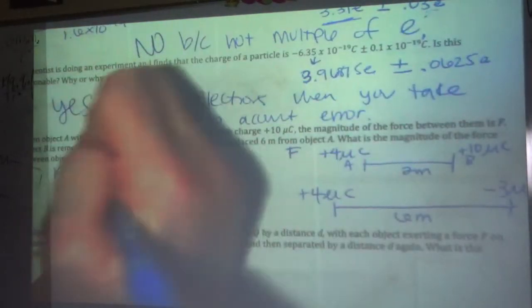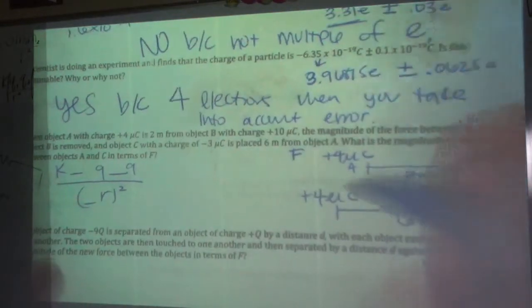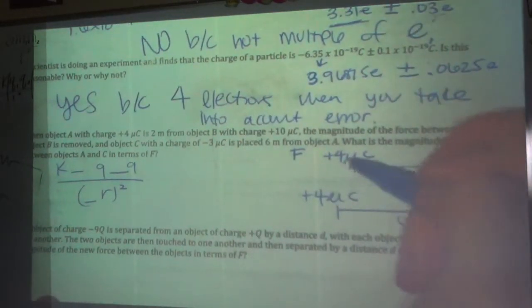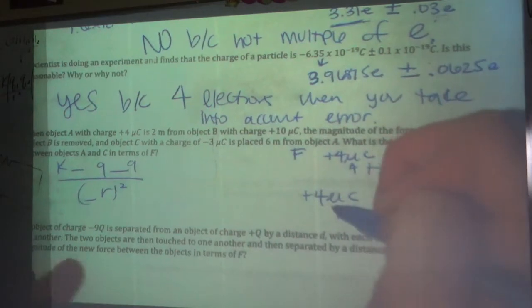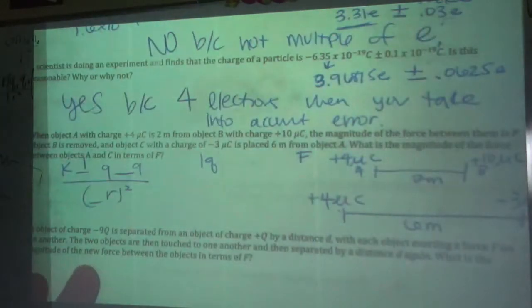So K, what Q over what R squared. So I started with A. Well, A was 4 microcoulombs, and it's still 4 microcoulombs. That's just 1 times the original charge. So 1, nothing happened.